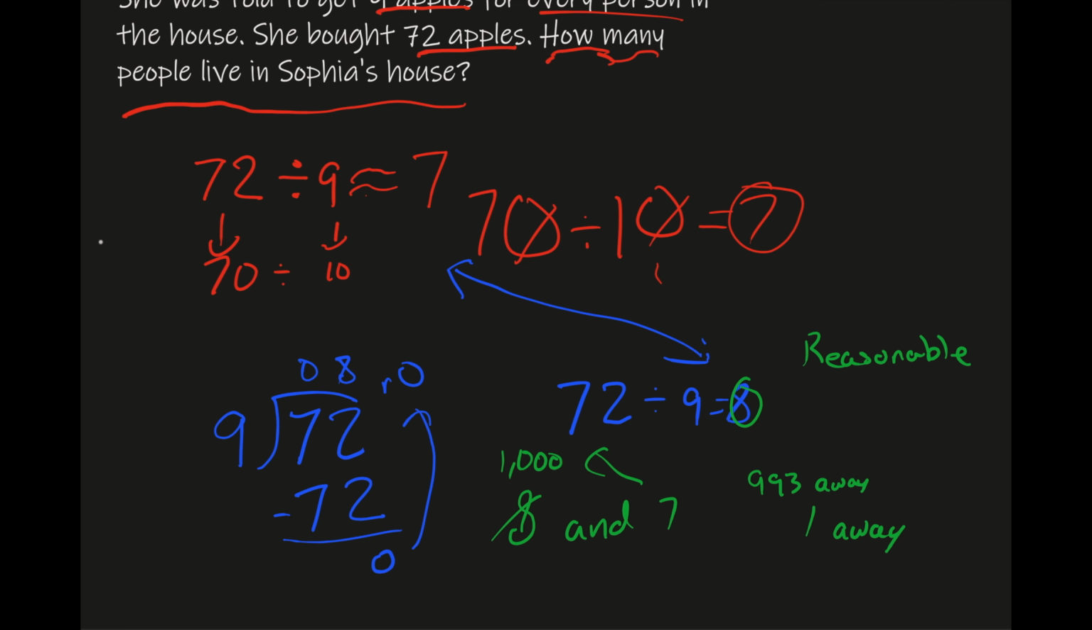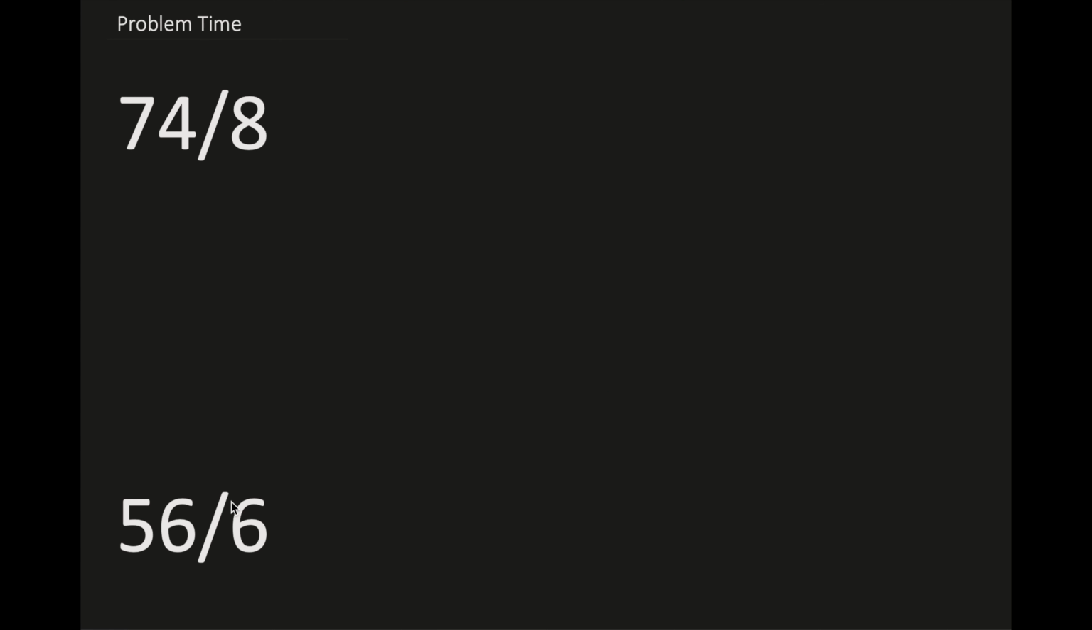Now, we're going to go ahead and move on to problem time, because we only need one example to really understand this. So let me go to problem time here. We have 74 divided by 8 and 56 divided by 6. What I want you to do now is pause the video and give it a go yourself. Make sure you check your answer and classify if it is reasonable or not reasonable. So pause the video and give it a go.